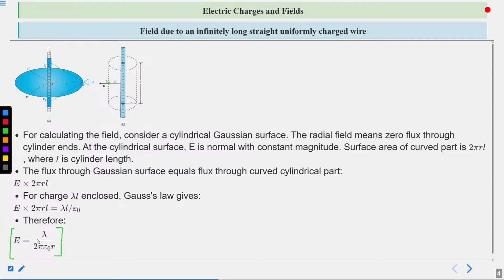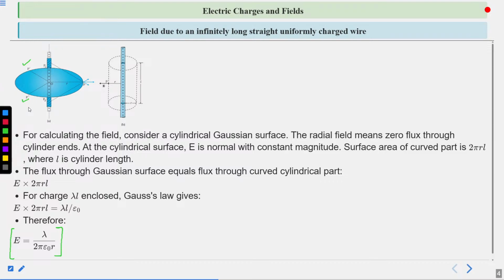So this will be the electric field at point P, and the direction is radially outward. Now if we talk about the electric field at point P prime, what is the value of E, and what is the value of electric field at P double prime?